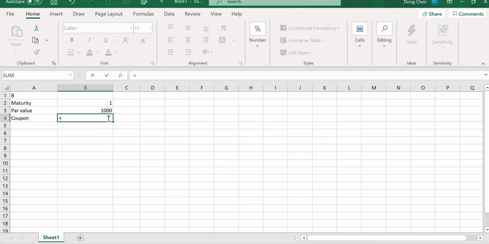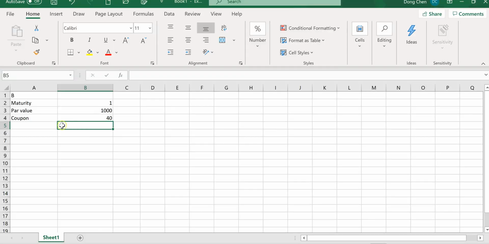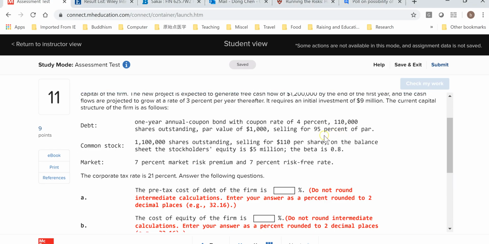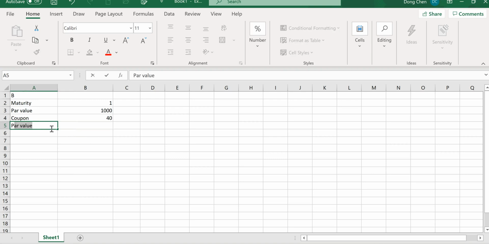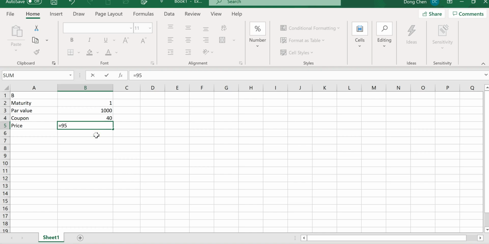So the coupon again is 4% times this $1,000, right? And the price is simply 95% multiplied by the par value. So it's this one. So here we can use the YTM function, which is the rate function, YTM yield to maturity, which is the rate. So the first argument here is the number of periods. So here is the maturity. So that's this one.